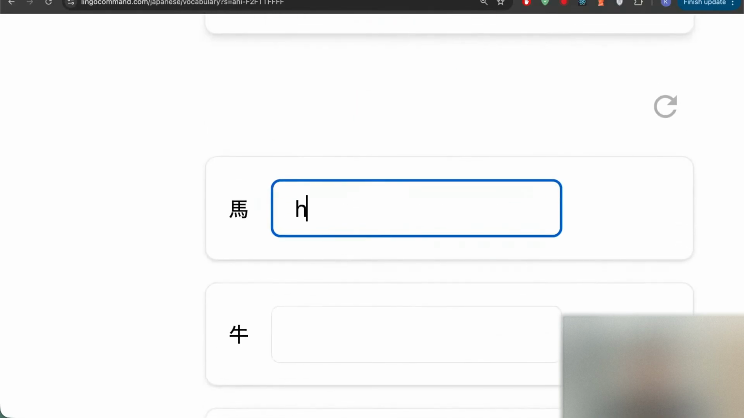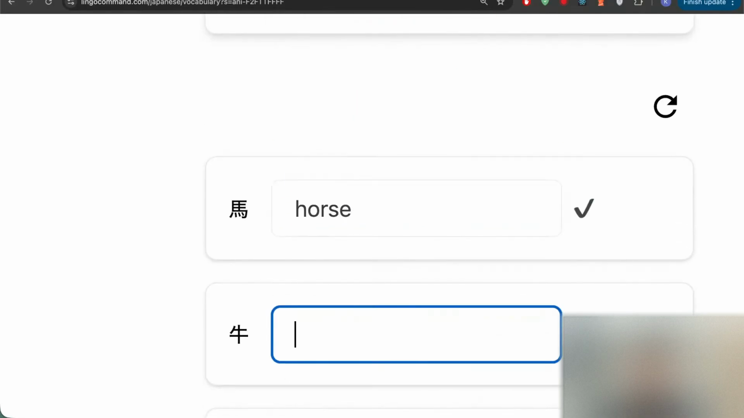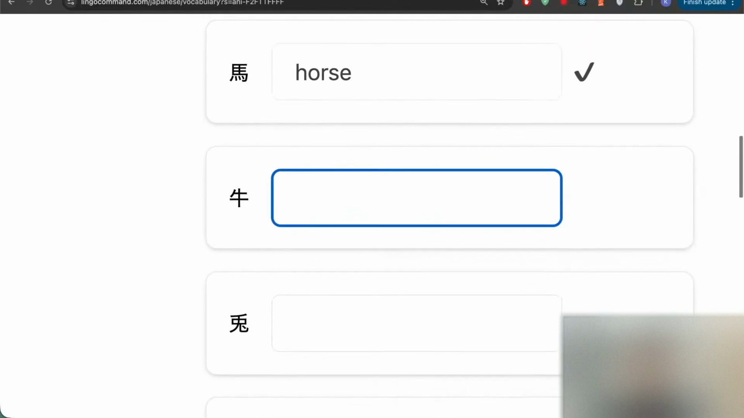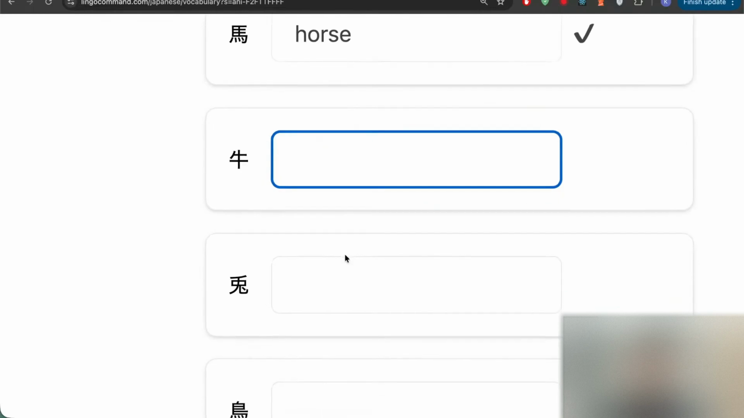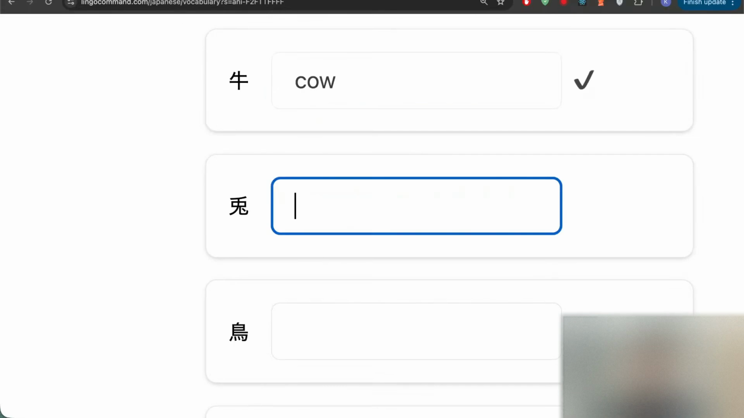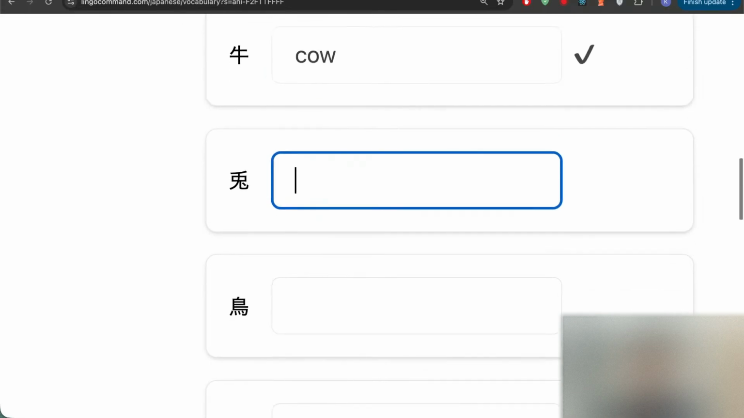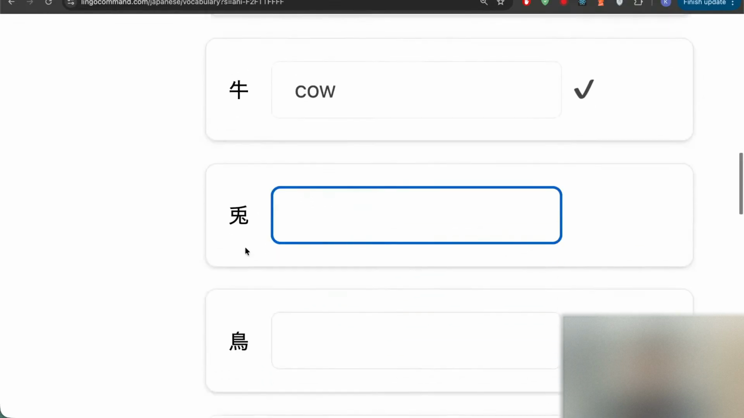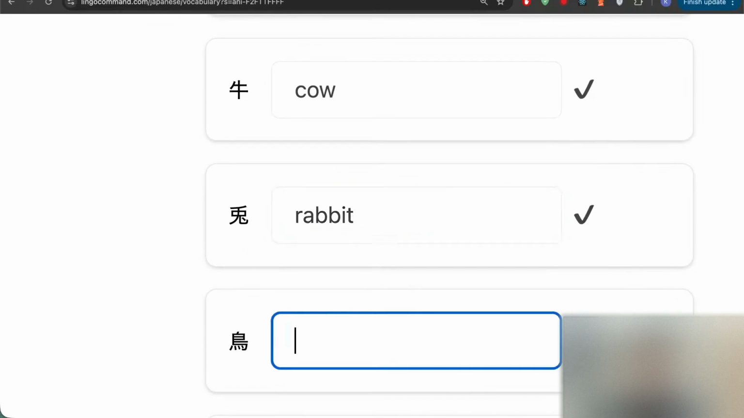And if I'm not mistaken, this is horse. Okay, very nice. And then this one here, both cow and sheep, the kanji for that look pretty similar, but this one is cow. And then this one here, by the way, the readings here, so horse is uma and cow is ushi. This next one here is usagi, which is rabbit. So let's type that in, rabbit.